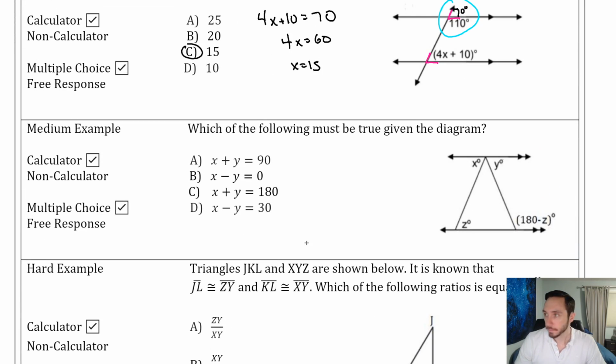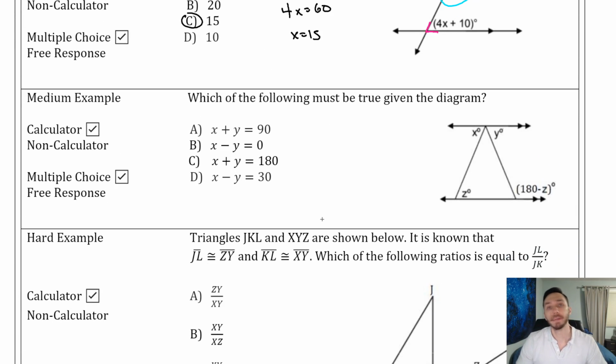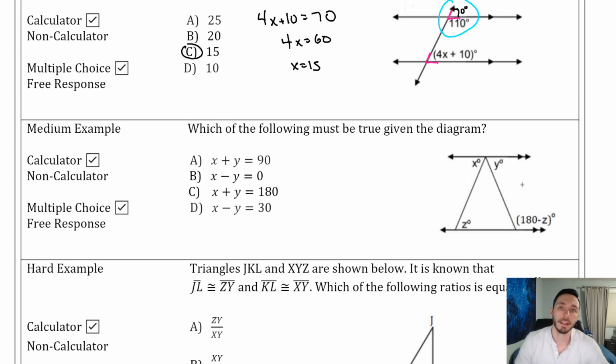All right, last 2. This one is trying to be harder than it actually is. Which of the following must be true? So I'm given this diagram, again, 2 parallel lines, and given some angles, x, y, and z. Actually, this is a lot of the same stuff from the last problem, just embedded to look harder. If I know that this angle right here is equal to 180 minus z, well, I notice a straight angle again. This angle here must be z.